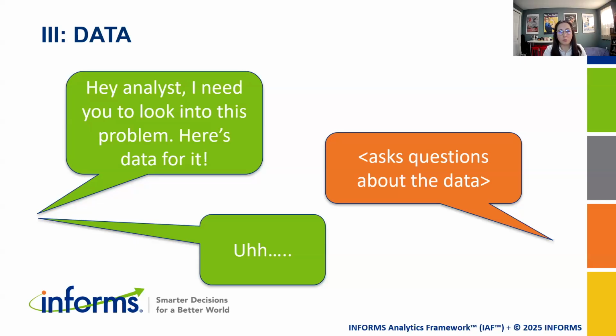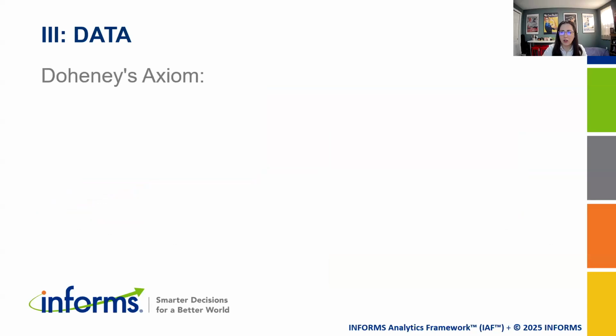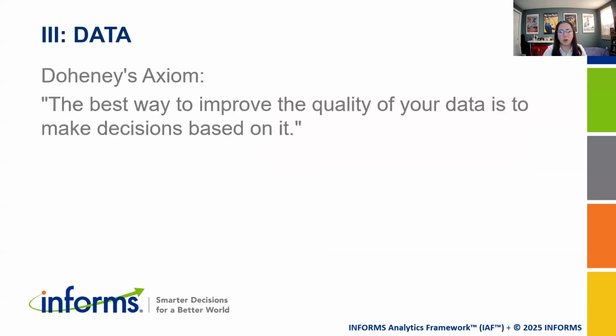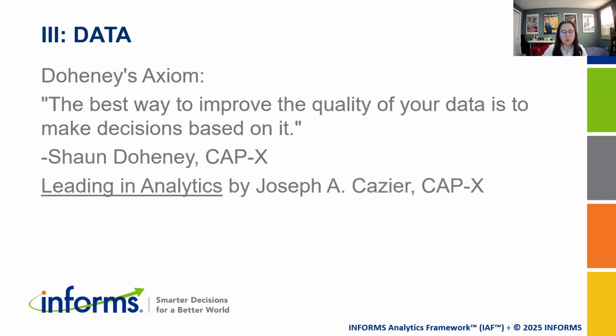And you also don't have to wait. Even if you identify all your data, you don't have to wait till it's totally perfect in order to start using it. There's this Doheny axiom, which is: the best way to improve the quality of your data is to make decisions based on it, by Sean Doheny, and this was quoted in the book Leading Analytics by Joseph Kazir. I see everyone here is a CapEx as well. So this is that idea, again, so often I say that we have to wait for the data to be perfect. No, you can get started without the data being perfect. You're going to figure out what you need to fix in your data as you start using it, especially as you start making decisions on it.